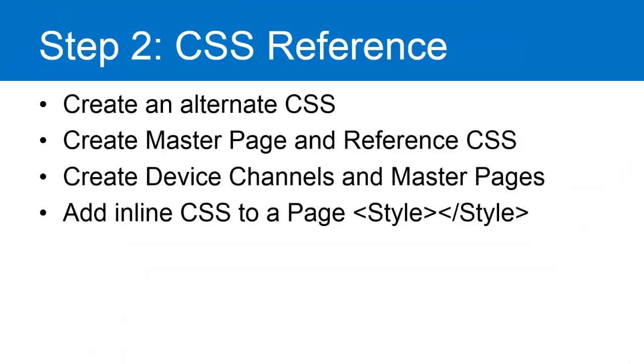The next step in this process is to create a CSS reference. There are many different ways you could do that. If you have publishing enabled in your site, you could create an alternate style sheet and reference that in your master page settings under Site Actions and Site Settings. You could create a master page in the master page gallery and use a link reference to that style sheet.